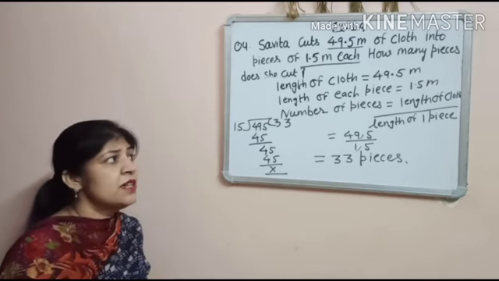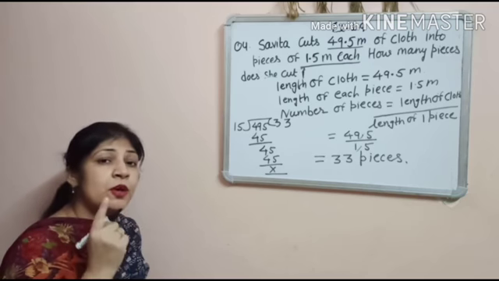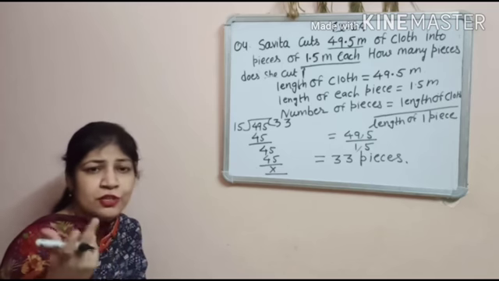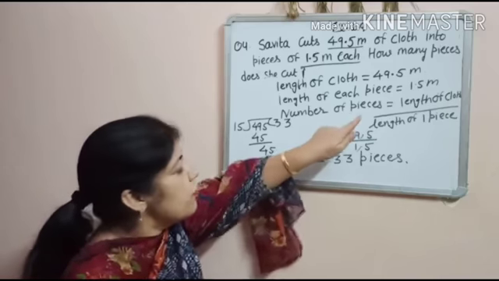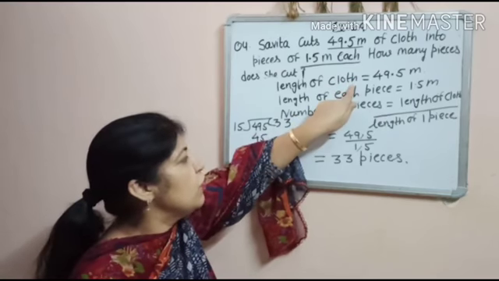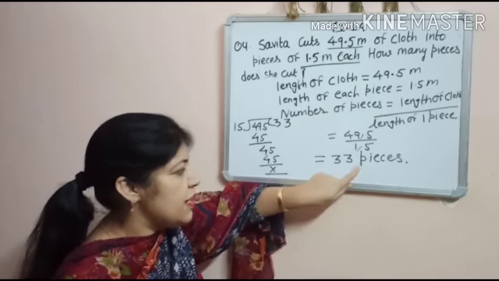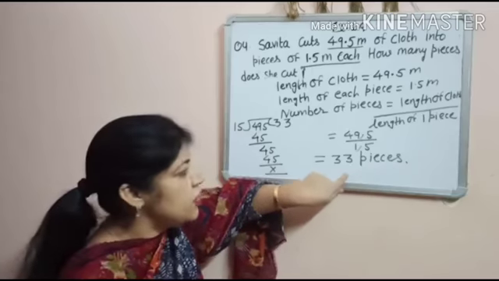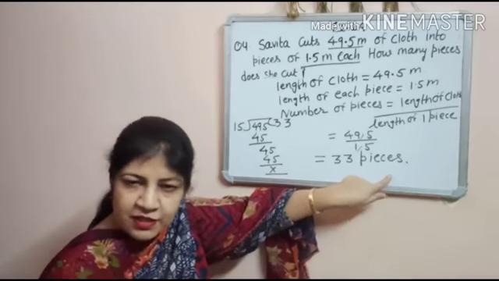And my dear students, the number of pieces will always be a whole number because they are pieces. Pieces can't be in fraction or decimal. Clear? So, to find the number of pieces, just divide the total length of cloth by the length of one piece. And never forget to write the unit. Here the unit is pieces. So, it will be 33 pieces. Is that clear?